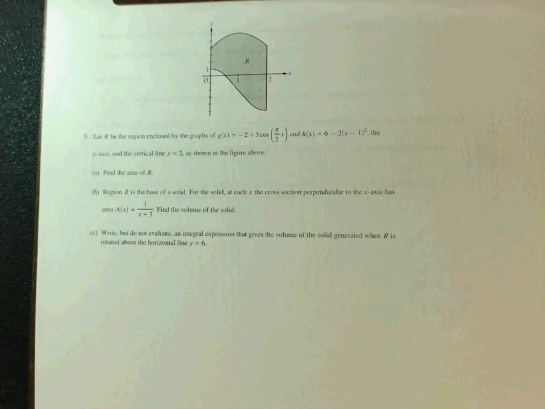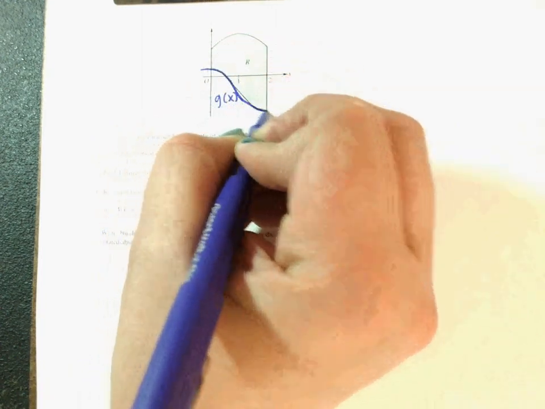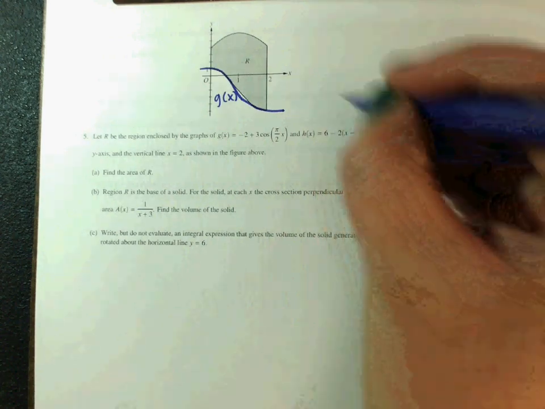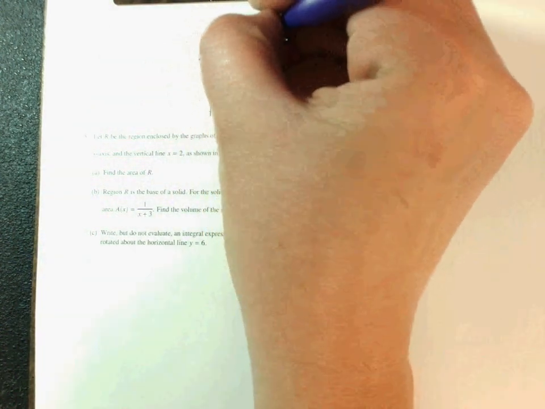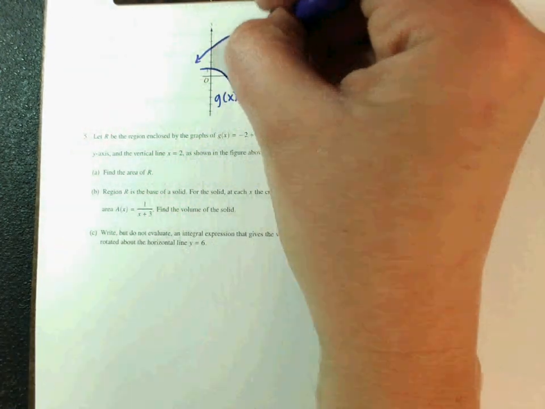So the first thing that I want to point out to you is that this bottom one down here is my cosine graph. This is g of x. You can tell by the shape here that it's kind of cosine-y looking. Then my other one is a parabola. It opens down, which we can see right there. That's my h of x.